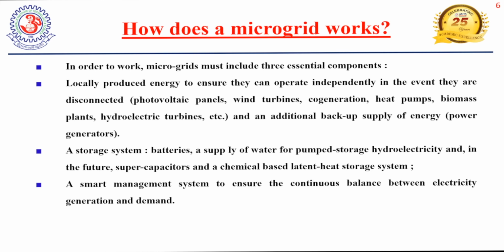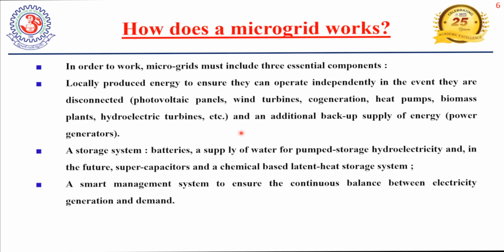So next, how a microgrid works. To work, a microgrid needs some components. In order to work, a microgrid must include essential components. So what are the essential components? We have to generate the power in the microgrid, so the first component required is generation. How do we generate the power? With the help of, here you can see, photovoltaic panels, wind turbines, cogeneration, heat pumps, and biomass plants. So many options. That means we can use all renewable energy sources to generate the electricity, to generate the power.